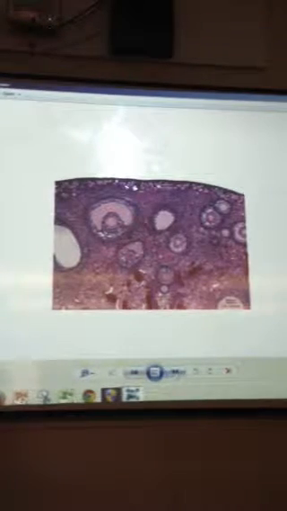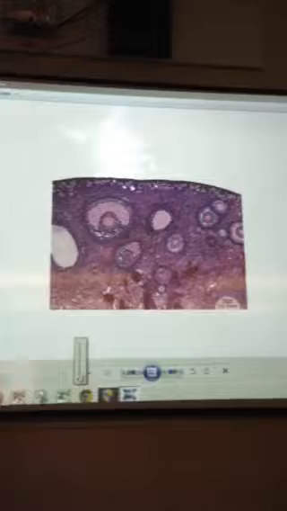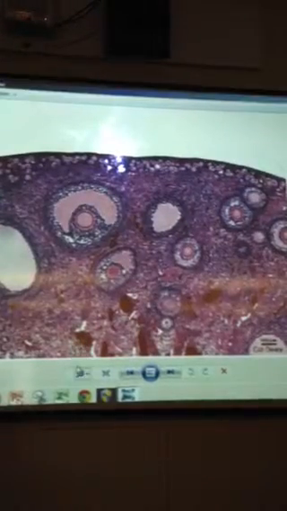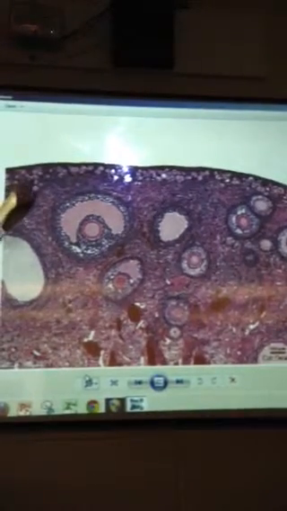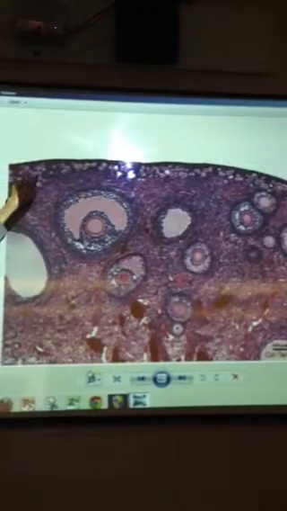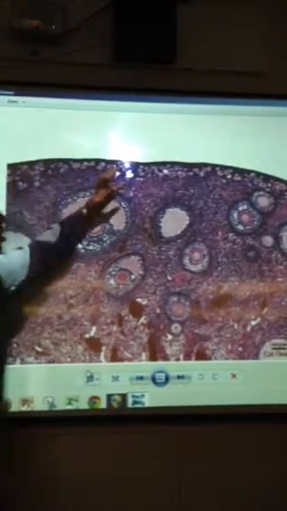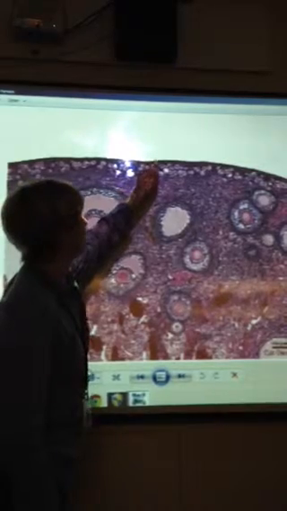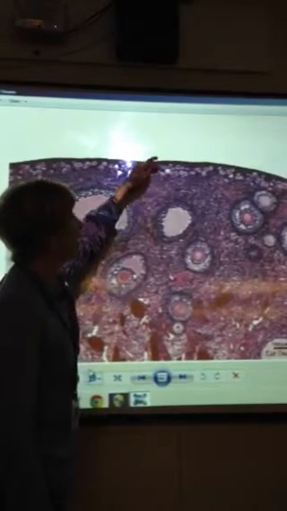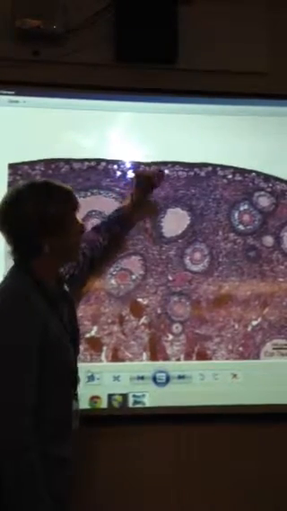What else we have? So this is a little better. What are these? Tiny little oocytes with one layer of cells around them. Primordial follicles in egg nests. These are called the egg nests. This is the outer layer of the ovary.